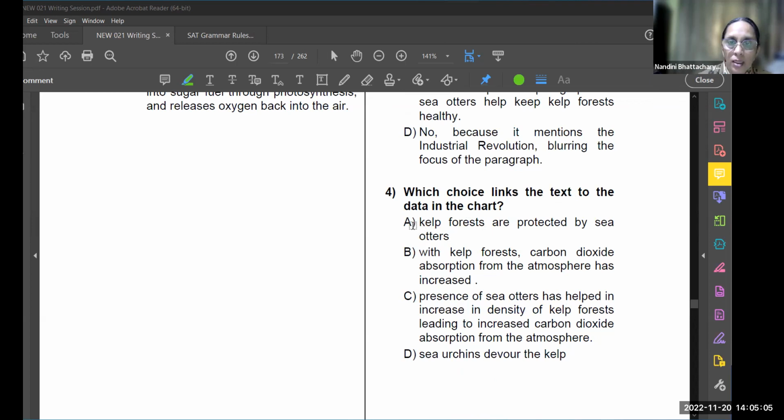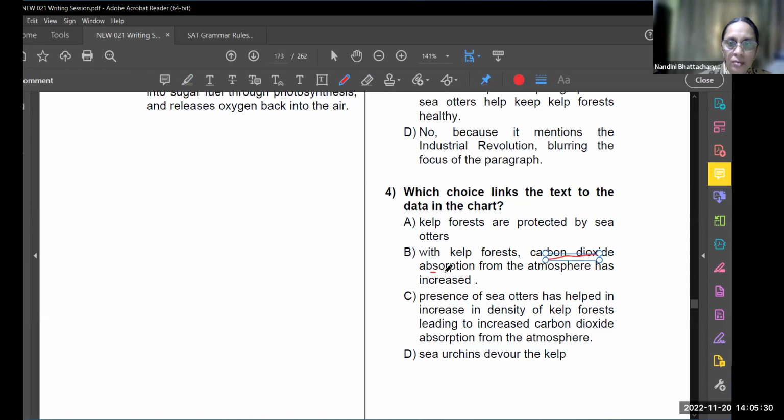So your options: A, kelp forests are protected by sea otters. Can we say so? Now B says with the help of kelp forest, carbon dioxide absorption from the atmosphere has increased. Can we conclude this from the given graph? The graph doesn't talk about carbon dioxide absorption, right? Now C says presence of sea otters has helped in increase in the density of kelp forest, leading to increased carbon dioxide absorption from the atmosphere.